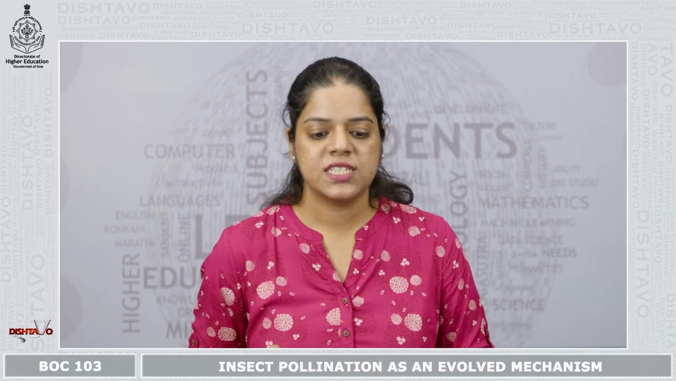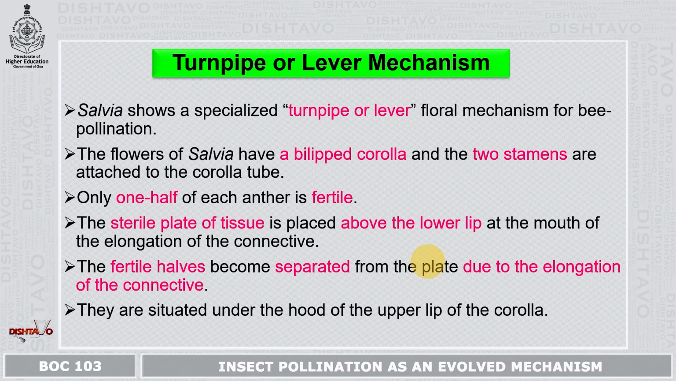So students, in the previous lecture, we had learned about pollination mechanisms and adaptations. One of the things that we learned was about entomophily, which is insect pollination. Now, in this lecture, we will learn a little more about insect pollination, wherein we will be learning certain mechanisms in insect pollination. So the first one is turnpipe or lever mechanism.